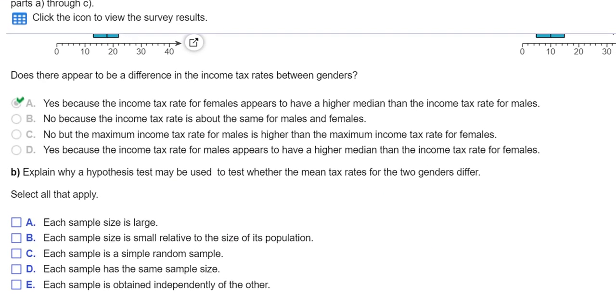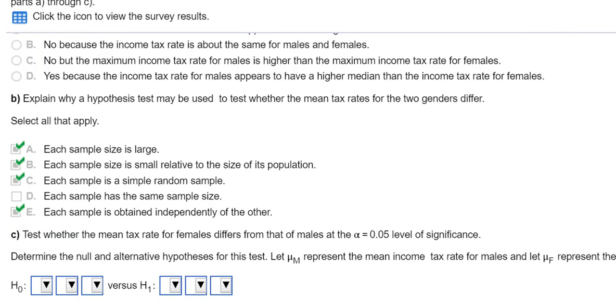Okay, let's see what our choices are. So I checked that each sample size is large, each sample size is small relative to the size of the actual population, the sample is simple random, and the samples are obtained independently of each other.